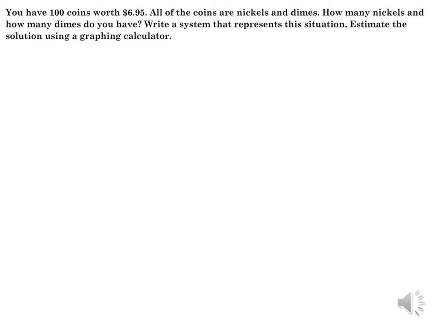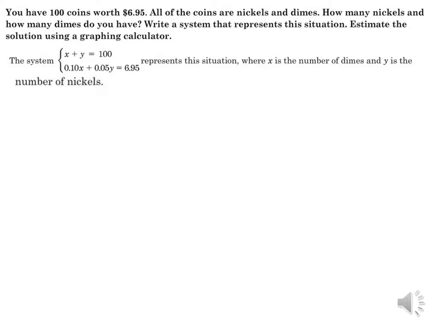So I have to pull out at least two equations. The first one is going to be for the coins. The second one is going to be for the money. So if I have 2 coins and I have 100 coins total, that's going to be x plus y equals 100. I have x dimes, y nickels, and I have a total of 100 coins. The second one, right? Nickels are worth 5 cents and dimes are worth 10 cents. So I have 10 cents per dime and 5 cents per nickel, and I have a total amount of $6.95. So now I have my two equations, and I can graph this.